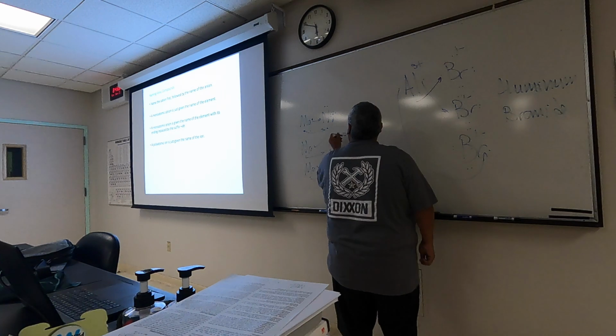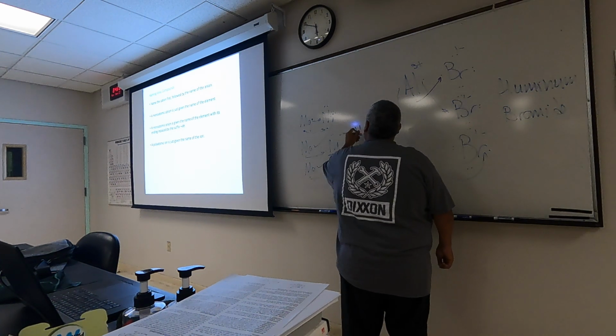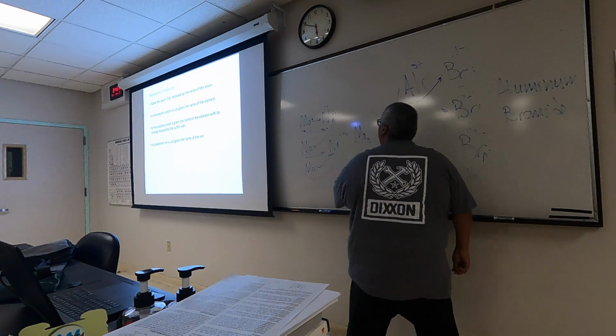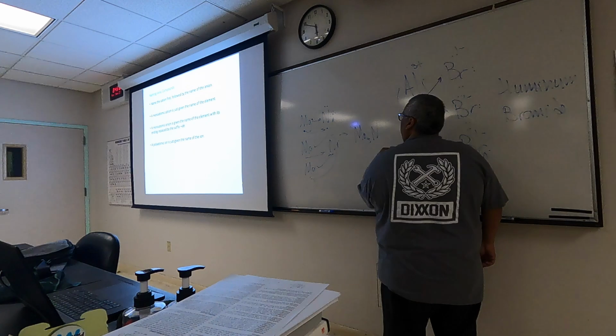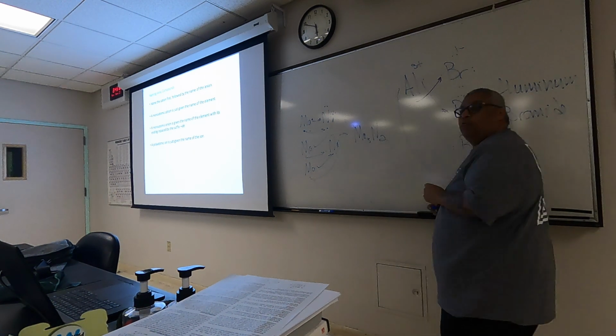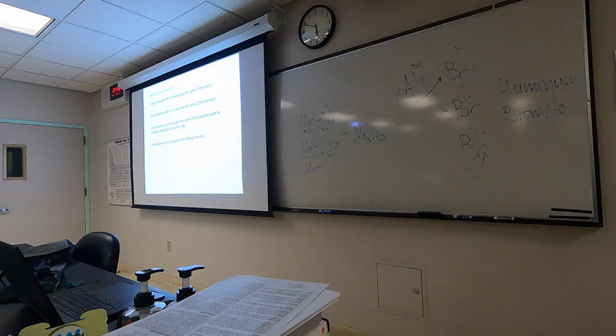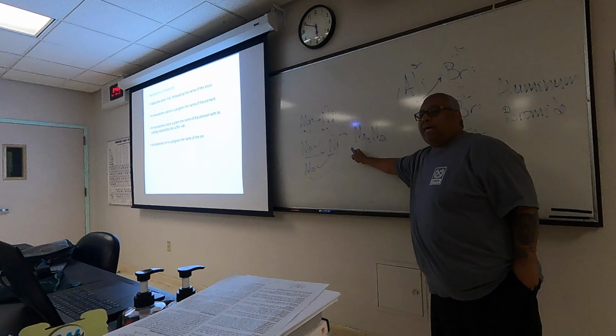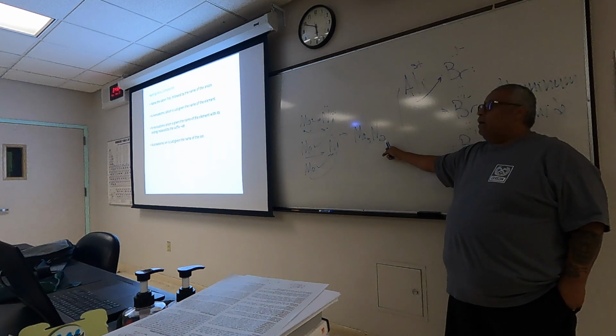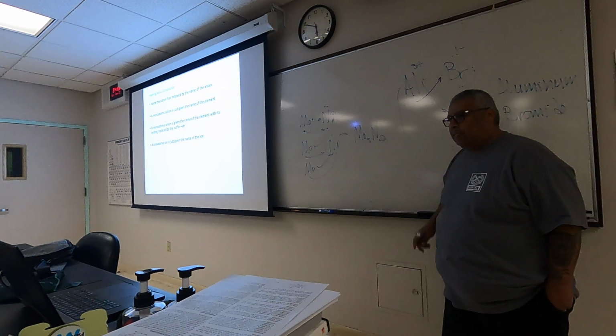So our formula for this is, because we use 3 magnesiums, we put a subscript 3. We use 2 nitrogen atoms, so we're going to use a subscript 2. And again, we just name the cation, then we name the anion. We get magnesium nitride.